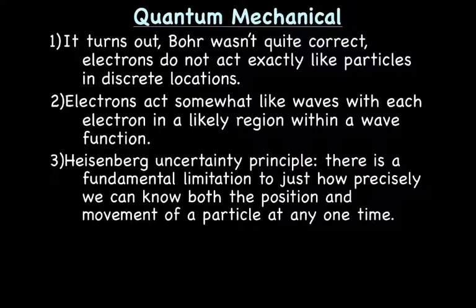So we've got the Heisenberg uncertainty principle, which says that there's a fundamental limitation to just how precisely we can know both the position and the movement of a particle at any one time. Okay, so Bohr sort of had the right idea. There are these discrete locations, but it's not an exact location. It's sort of in a region, and we'll go a little bit more into that next time.